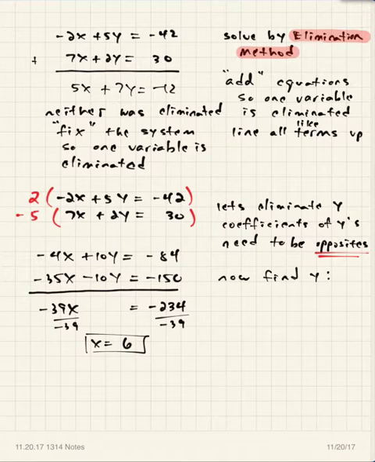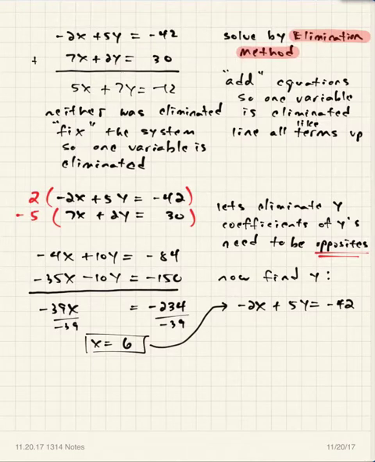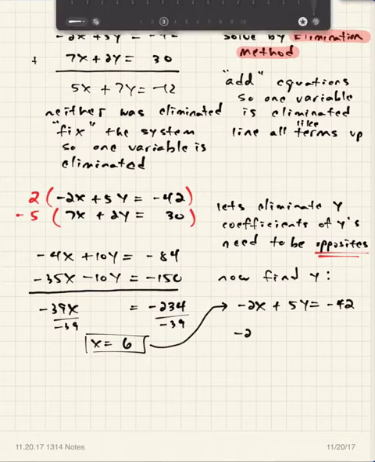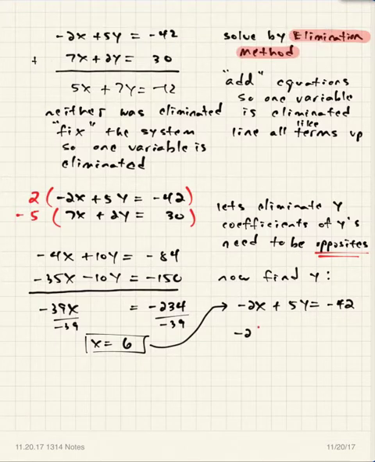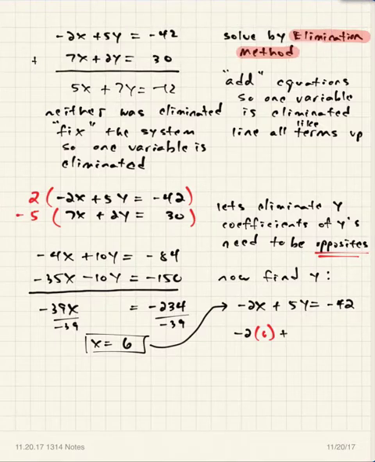Now find y. And to find y, choose either of the original two equations. So let's say I take negative 2x plus 5y equals negative 42. And I'll take x equals 6, and I'll substitute in place of x there. So this would be negative 2 times 6. I'm going to go ahead and put that in a different color because I'm substituting, plus 5y equals negative 42.